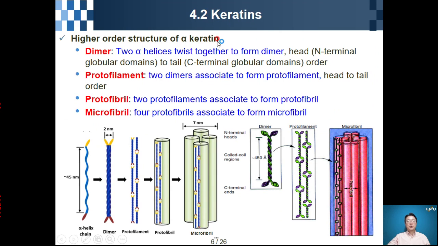Alpha keratin shows higher order structure, starting from the alpha helix. One strand is an alpha helix. Two alpha helices twist together to form a dimer, forming the coiled coil structure. The basic structure is head to tail: the head is the N-terminal globular domain, and the tail is the C-terminal globular domain.